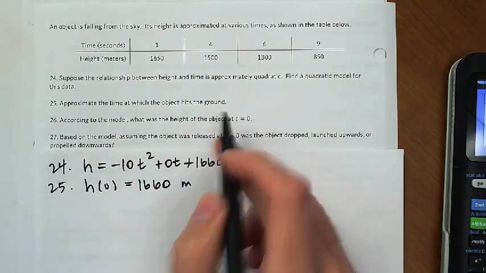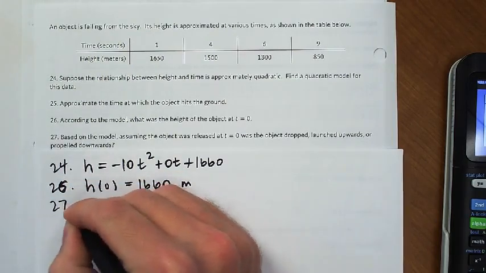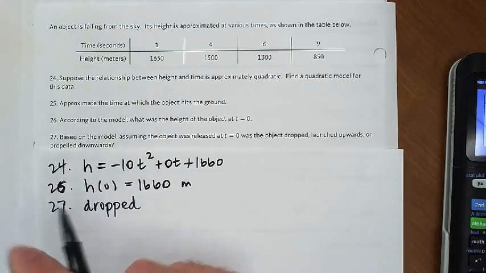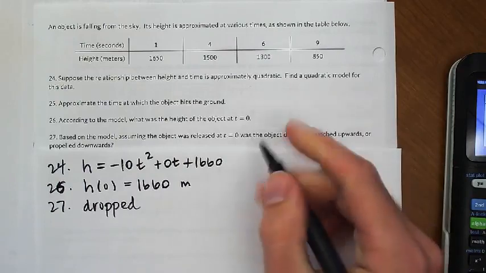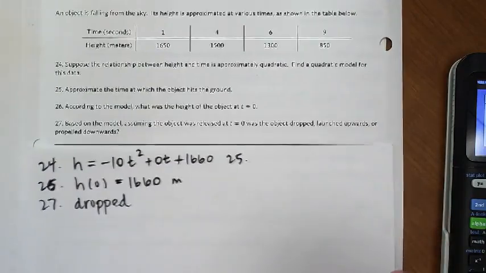I did not approximate the time at which the object hits the ground. Okay, so that was 26. I'll come back and do that in a second. For 27, I'm going to say dropped, but that's kind of beyond the purview of Algebra 2. We're not going to really have to worry about that. I'll let your physics teacher try to convince you of why these things are true.